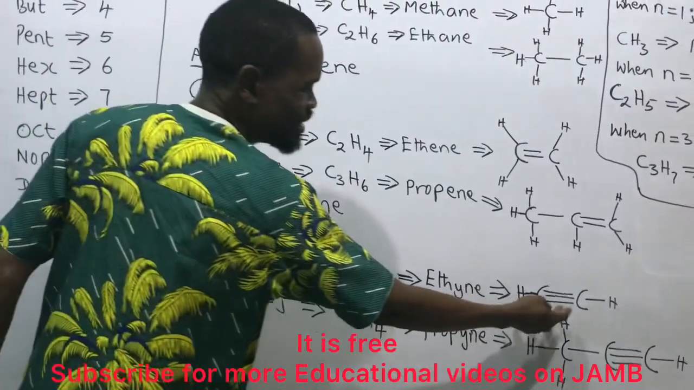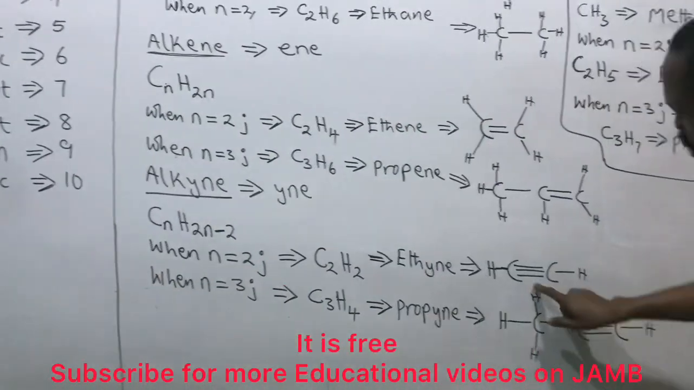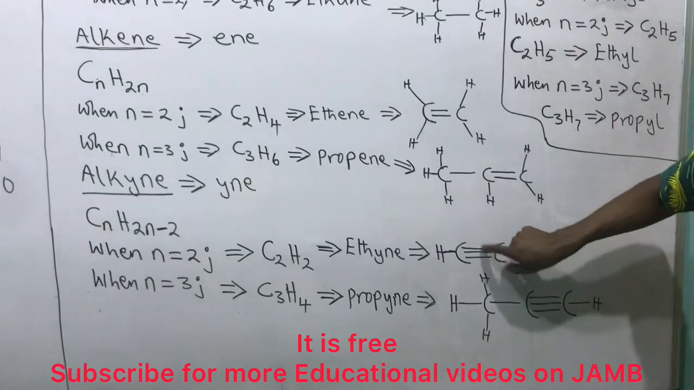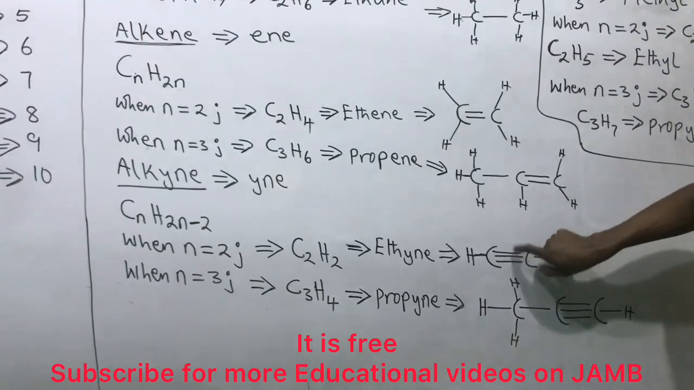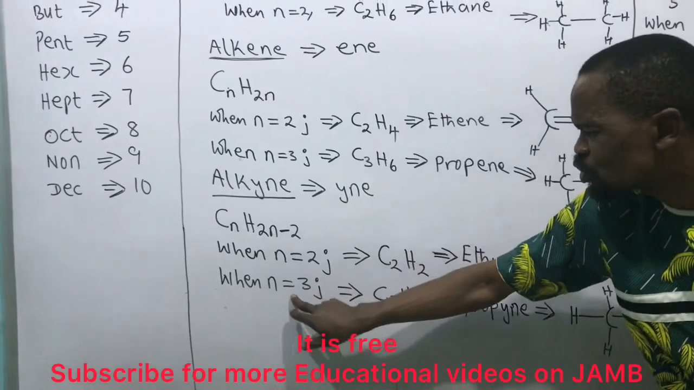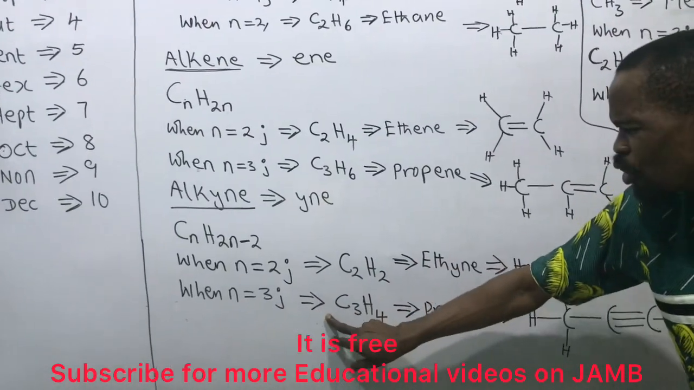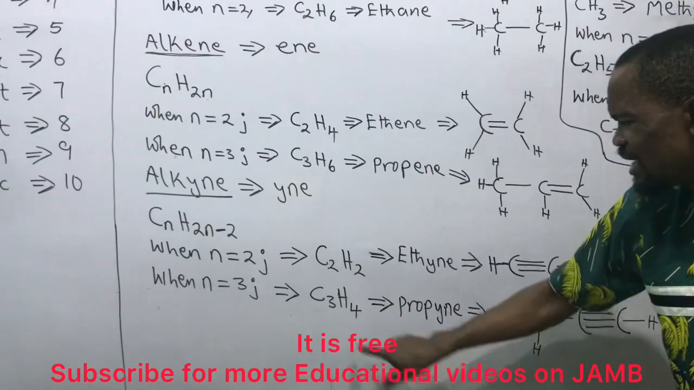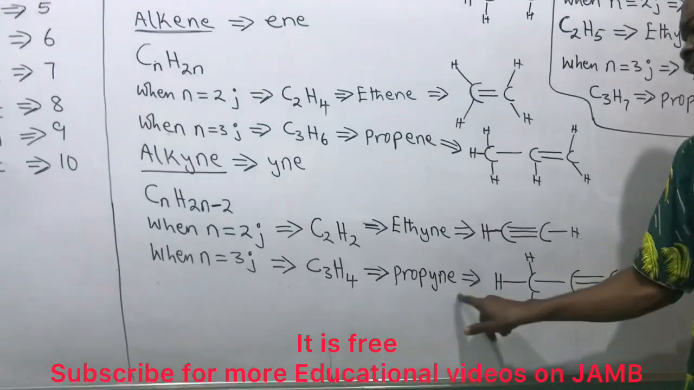Ethyne means what? Look at the structural formula. The structural formula means that it carries a triple bond. It has 3 bonds. That's yne. Then when n is equal to 3, it is the second member of alkyne, and the name is propyne.